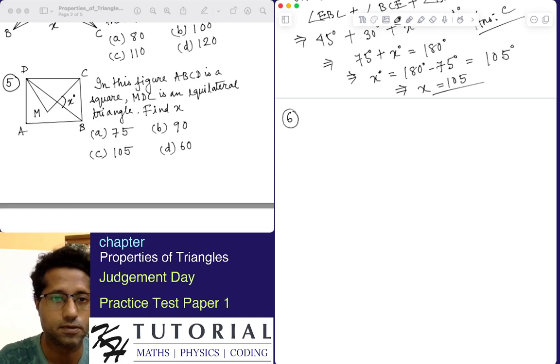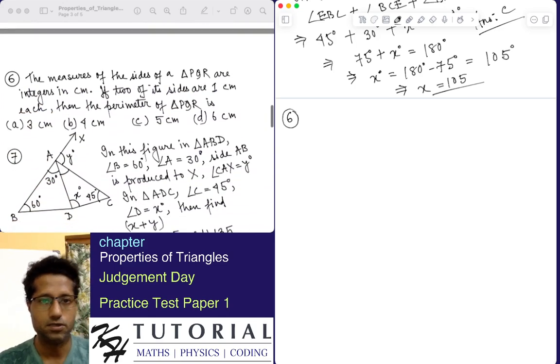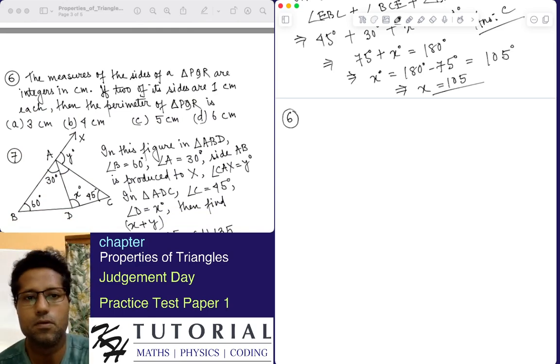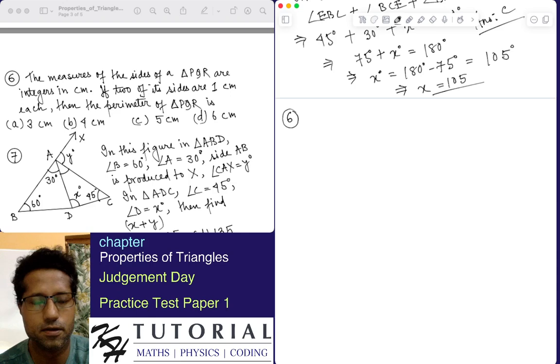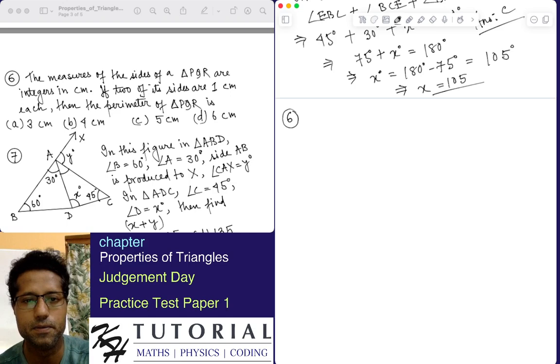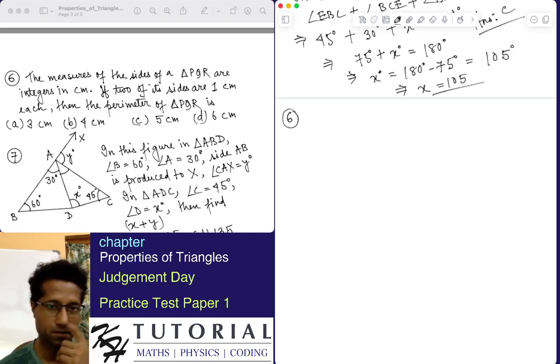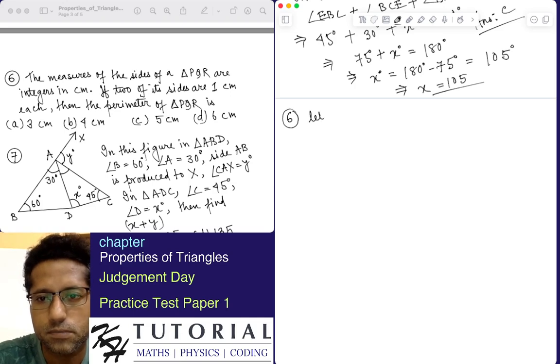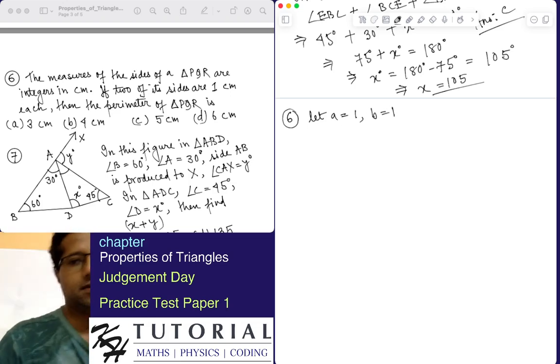Okay, let's solve question number 6. The measures of the sides of a triangle PQR are integers in centimeter. If two of its sides are 1 centimeter each, then what is the perimeter of triangle PQR? So definitely we have to find the third side. Two sides are given as 1 centimeter. So let side A equal 1 and B equal 1. So we have to find C.